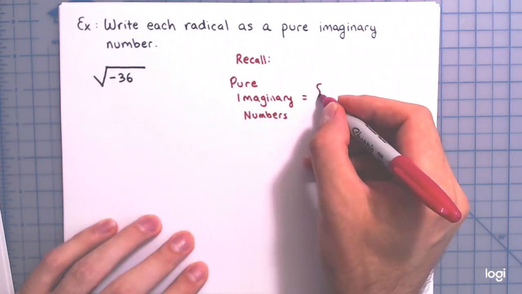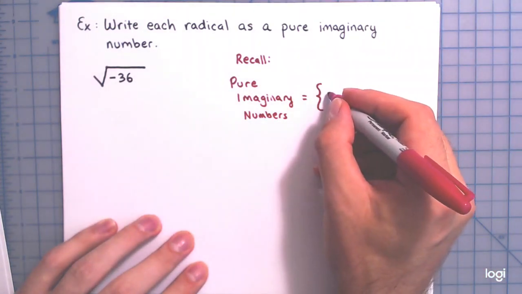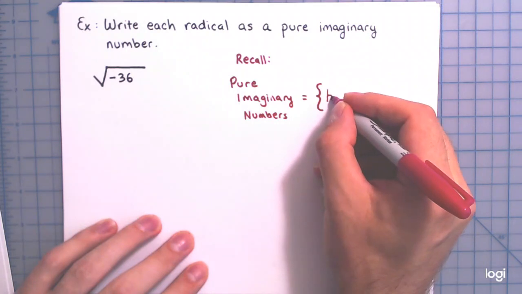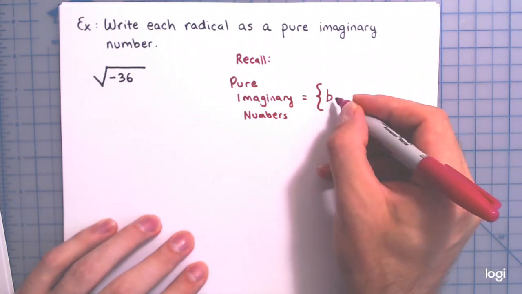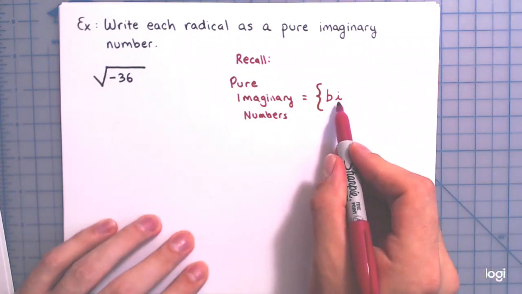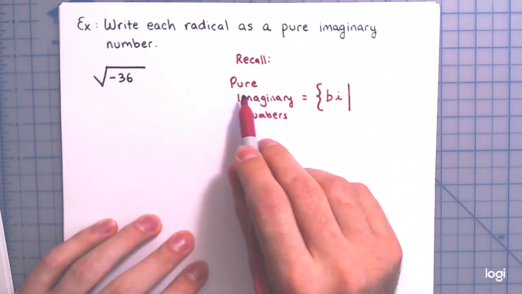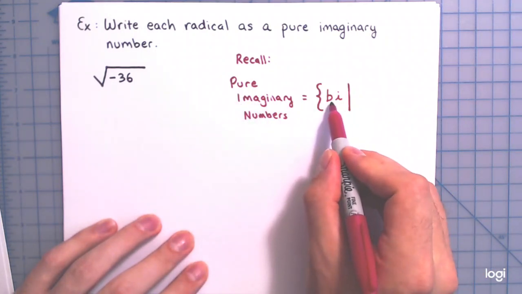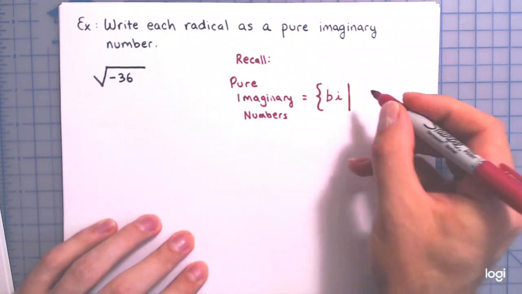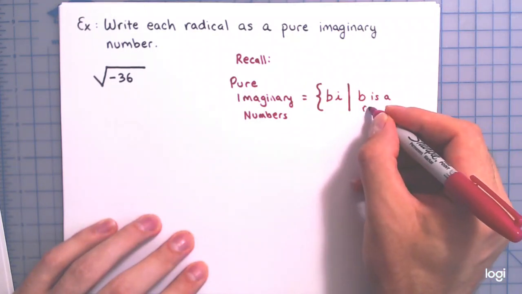The pure imaginary numbers are a set of numbers where each number looks like some number b, I know it's a letter, but it represents a number, times the number i. And I'll discuss what that is again. Hopefully you remember that this is the imaginary unit i, the square root of -1. So every pure imaginary number looks like this, some number b times i, where b is a real number.